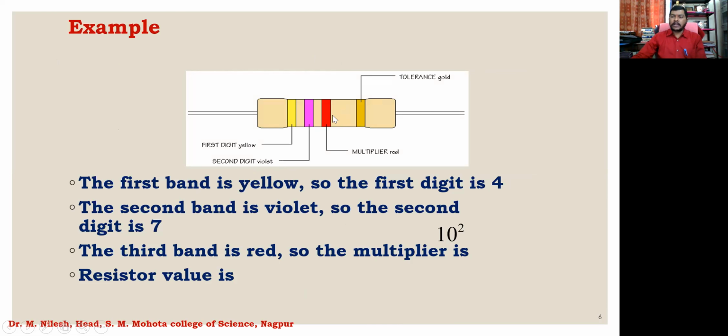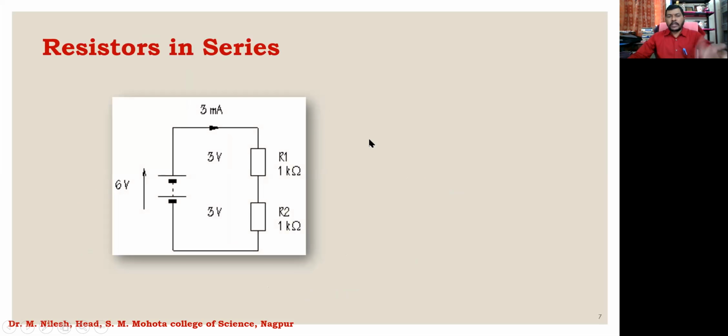And the third band, multiplier of 10, that is 2. So 10 raised to power 2, we will be taking that. Then the total resistance comes out to be 47 into 10 raised to power 2, including plus minus 5%, that is the tolerance given by the gold band, that is the fourth band attached there. So that is for the value calculation for resistances by using color codes.